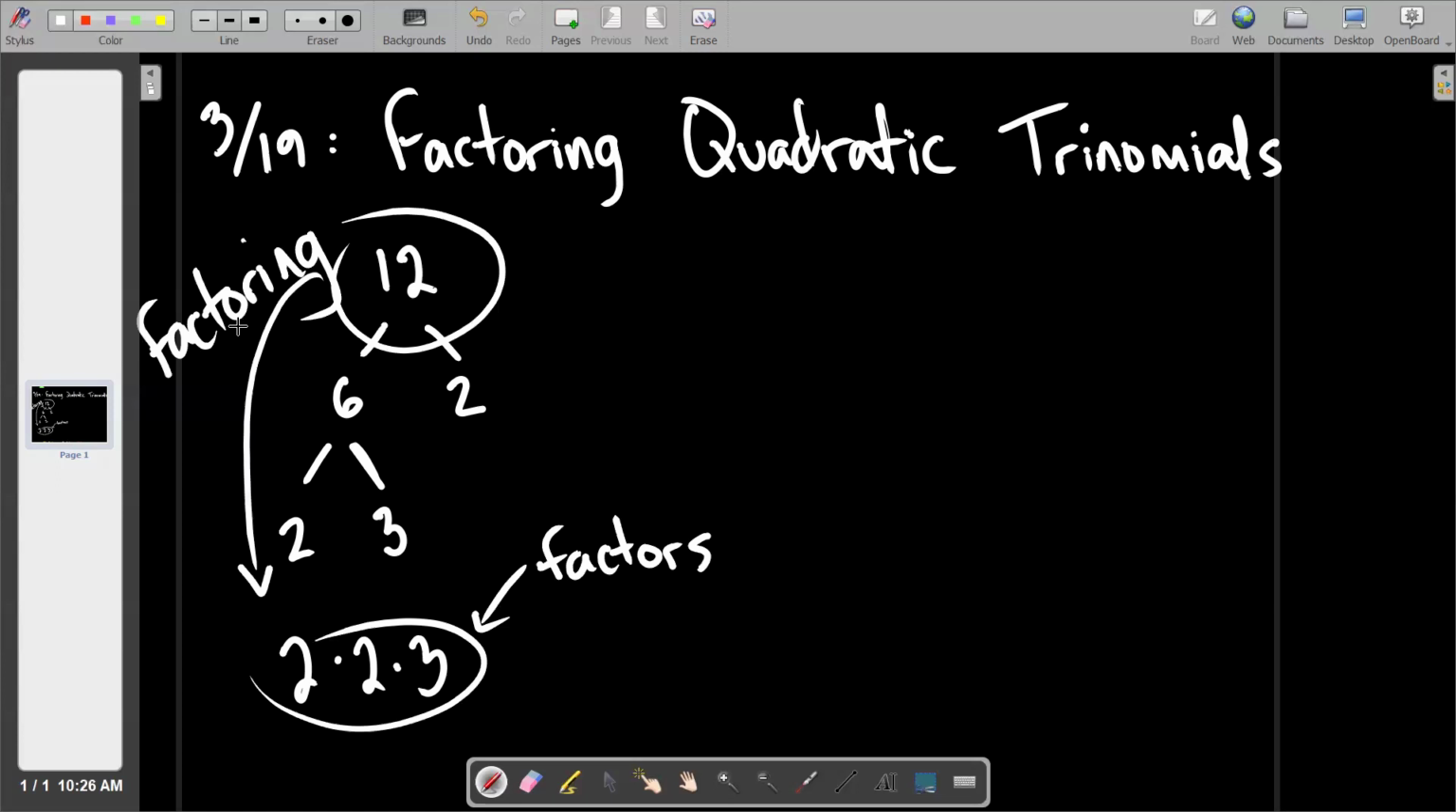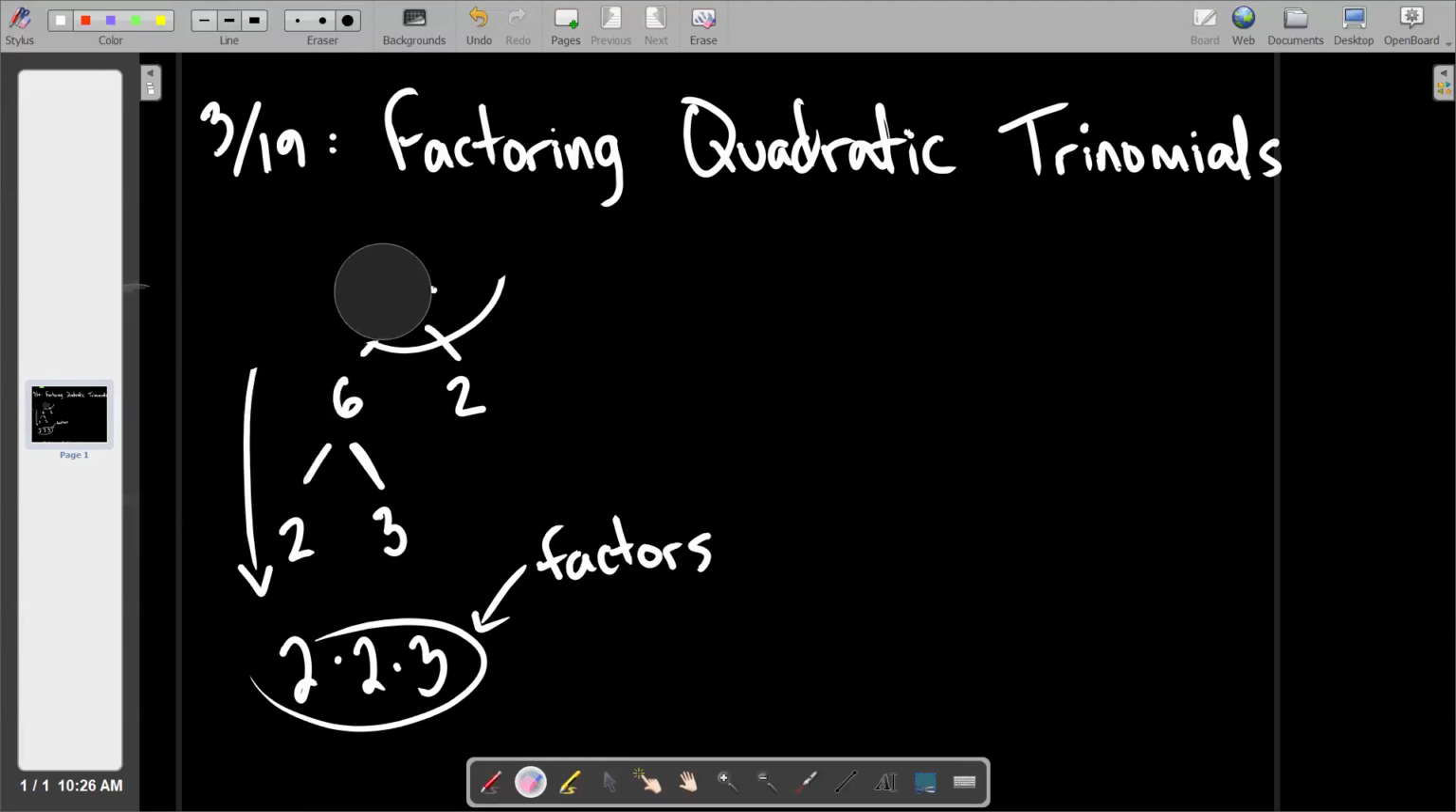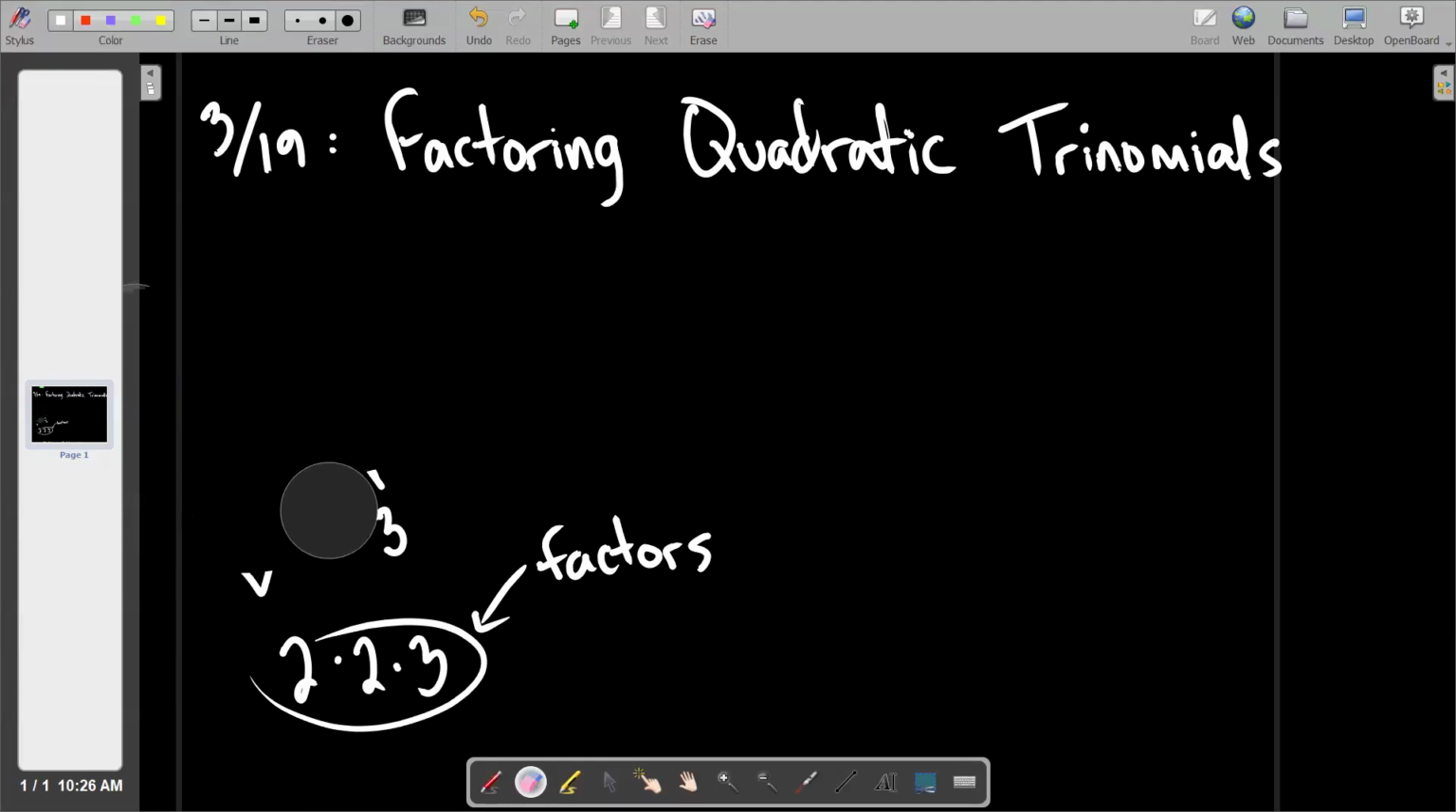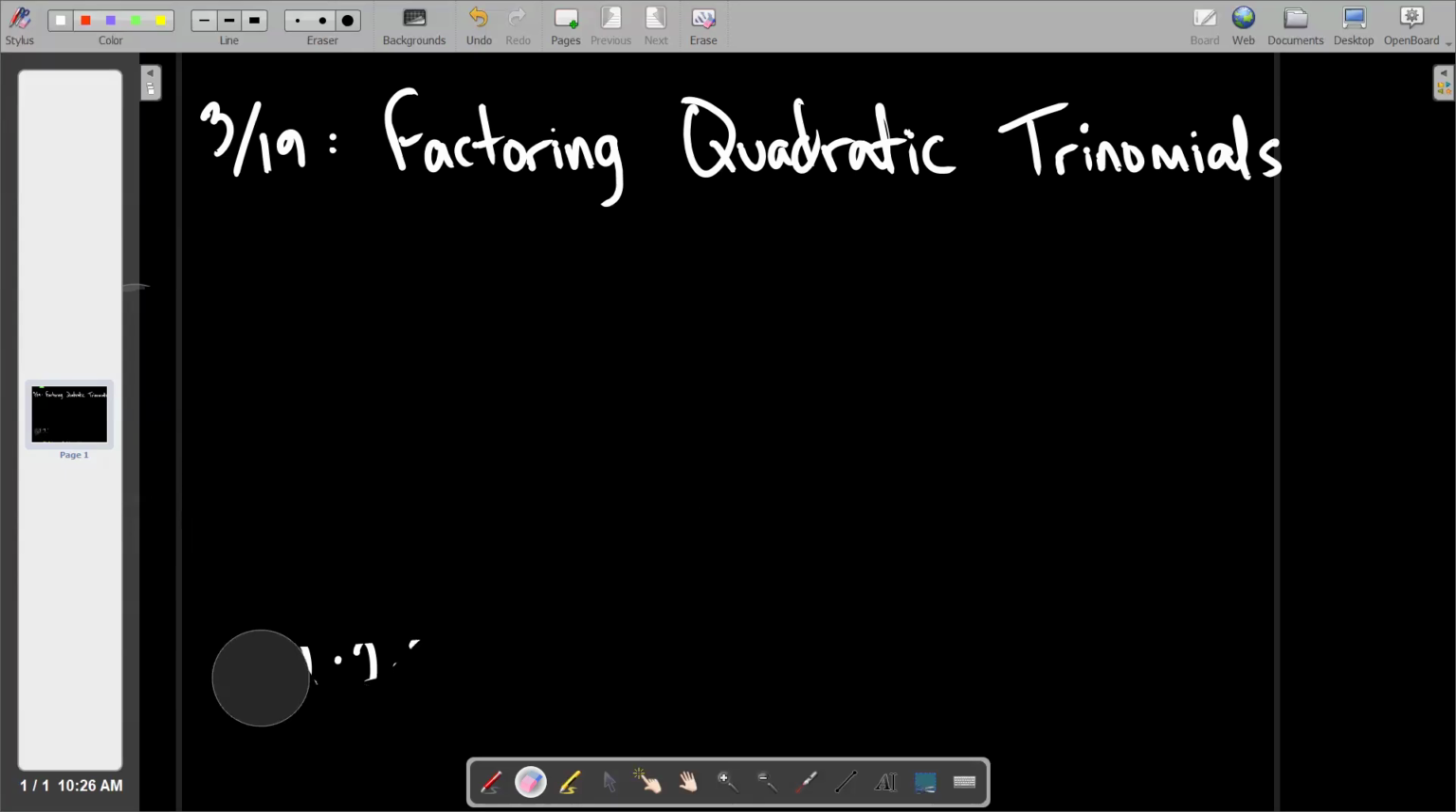Okay. So just understand when I use the word factoring, and you're going to use the word factoring and factor probably 1,000 times in the next week, that we're talking about the verb factoring, which means to break something down into multiplicative pieces, and the multiplicative pieces themselves are called factors.